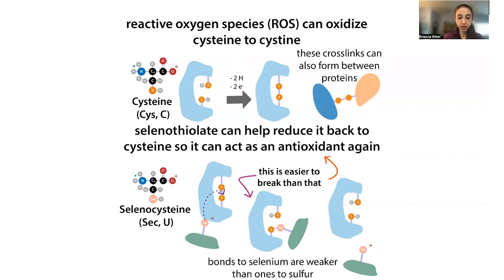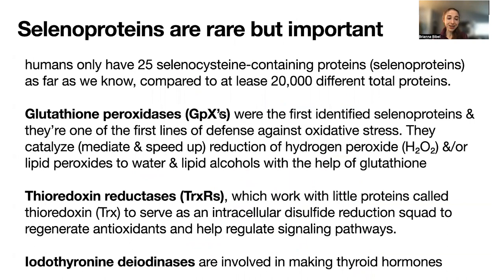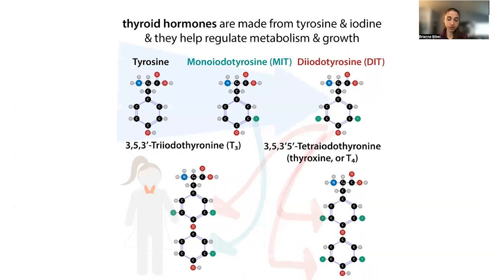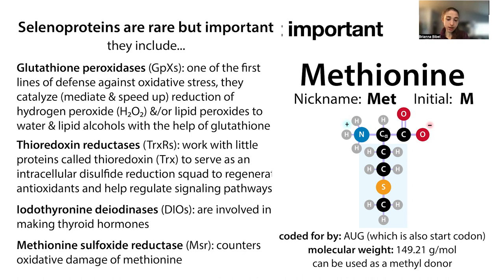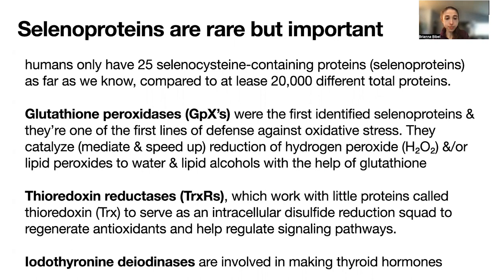And then there are also iodothyronine deiodinases, which are involved in making thyroid hormones. Iodine is a weird element in the body; we don't see it much, but we do see it in our thyroid hormones. And in order to remove iodines, your cells use selenoproteins, these iodothyronine deiodinases. So removing those iodines, that's the real mouthful. And there are also some that are involved in removing oxidized methionine.